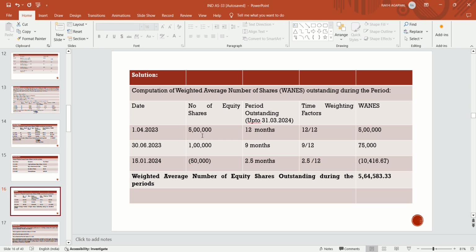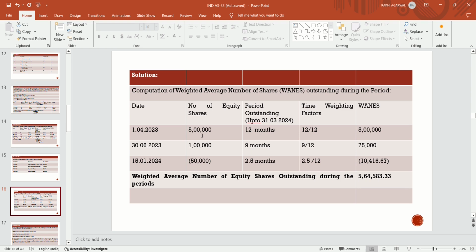So the time weighing factor is 2.5 months. How? Because January half month, February, March, 2.5 months. So 2.5 months divided by 12. So it becomes 50,000 into 2.5 divided by 12, which is 10,416. This buyback is to be reduced.